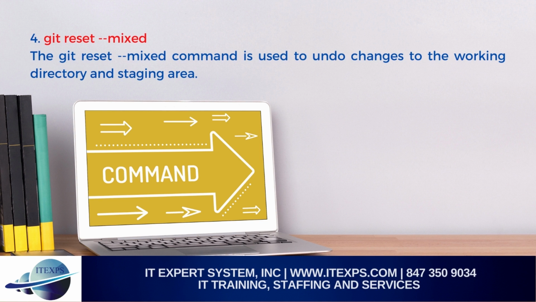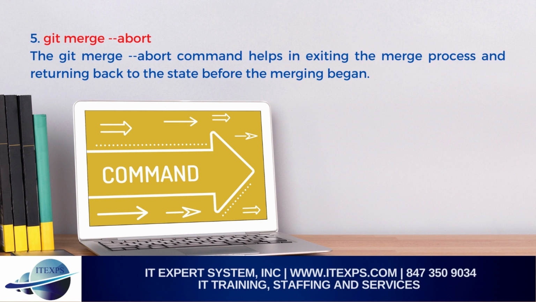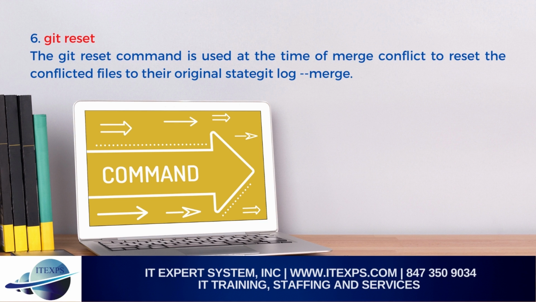Git reset --mixed. The git reset --mixed command is used to undo changes to the working directory and staging area. Git merge --abort. The git merge --abort command helps in exiting the merge process and returning back to the state before the merging began. Git reset. The git reset command is used at the time of a merge conflict to reset the conflicted files to their original state.